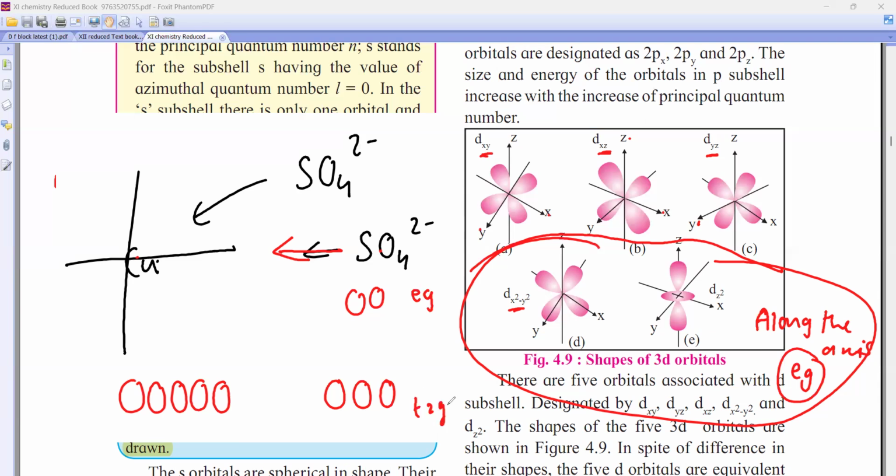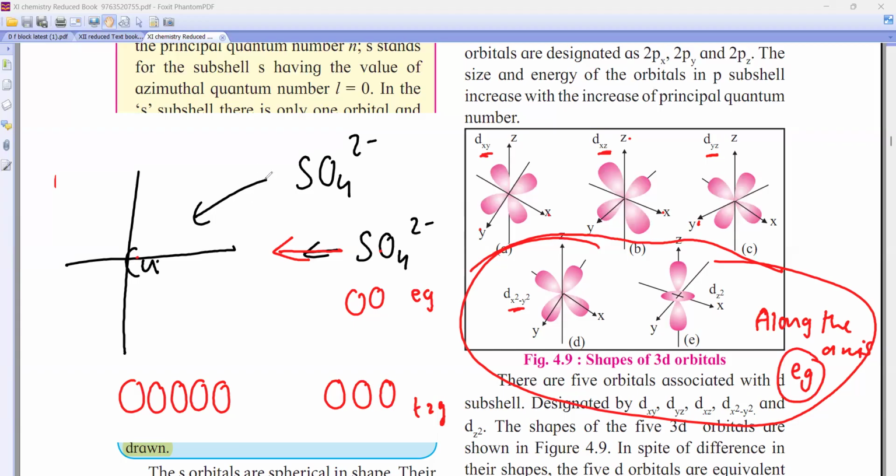Is this clear? Suppose I am copper and sulfate. You all are ligands. You are approaching me along the axis. So my energy level will get disturbed due to the repulsion. So Eg will go up, 2 orbitals will go up and 3 will remain below.